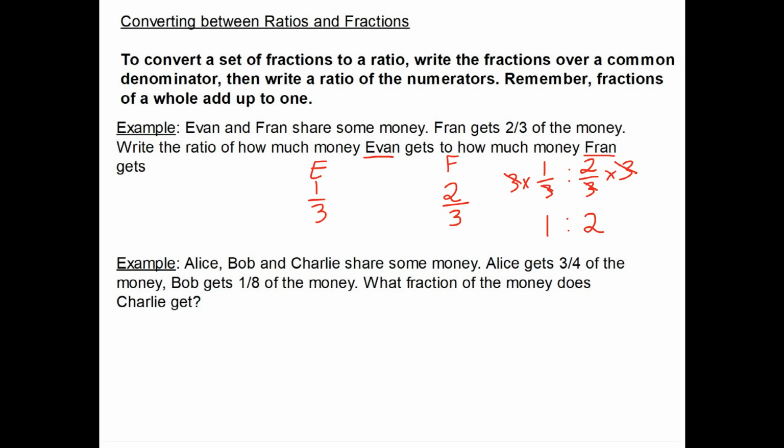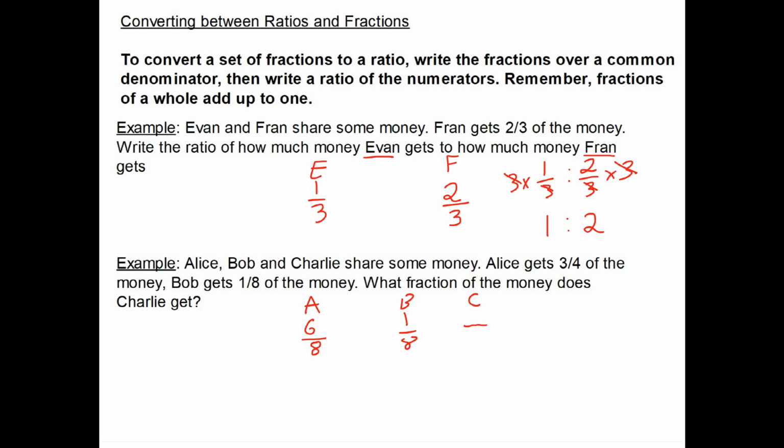In the next example, Alice, Bob and Charlie share some money. So I'll just write down A, B and C to represent Alice, Bob and Charlie. Alice gets 3/4 of the money. Bob gets 1/8, and then Charlie, we don't know what fraction he gets. Now I can write 3/4 as, again, remembering common denominator, I can multiply top and bottom of 3/4 by 2 to give me 6/8.